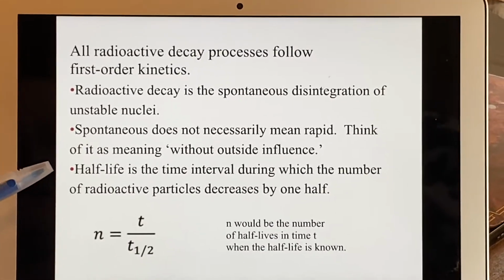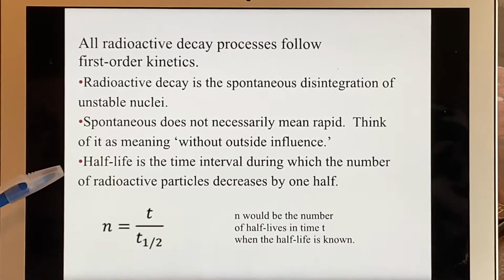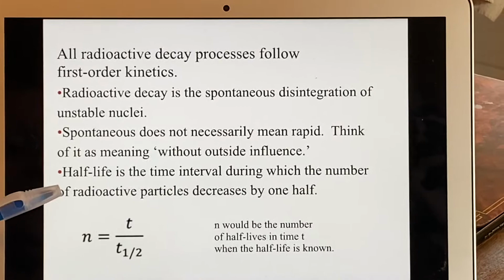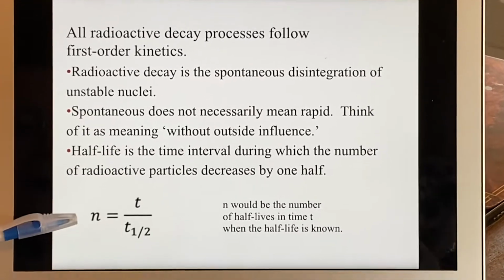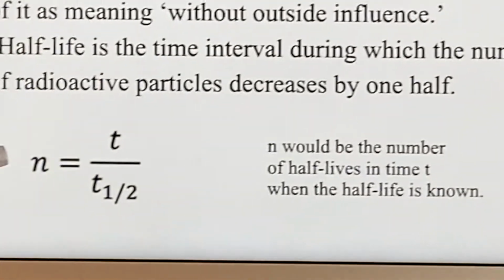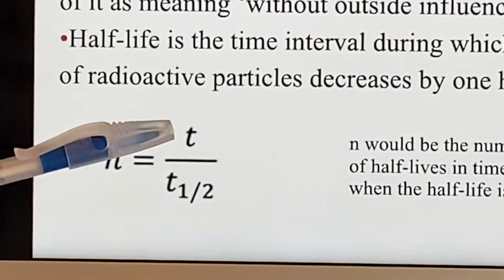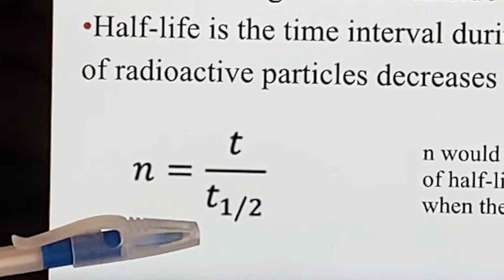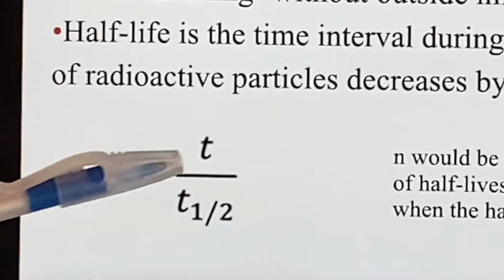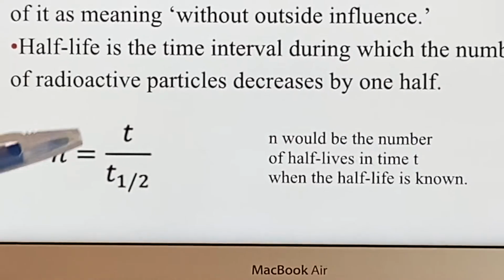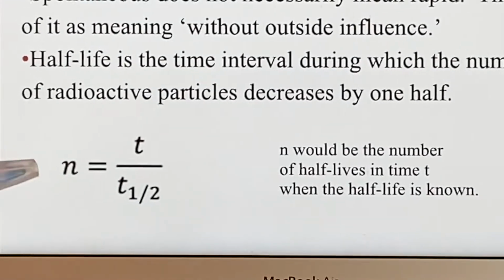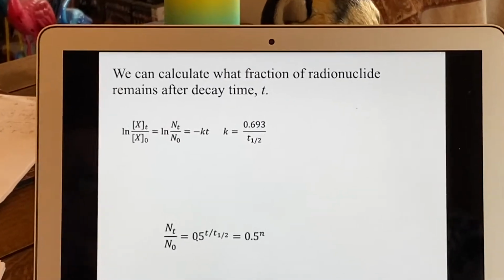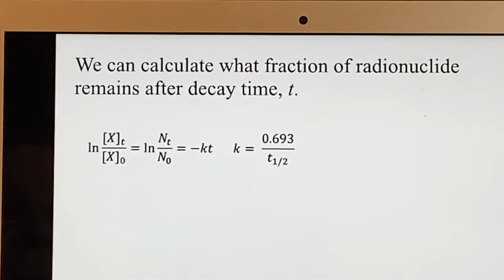Half-life, once again, you already know this, but I'll say it. Time interval in which the number of the radioactive particles is cut in half. So this N is the number of half-lives in an amount of time t when you know what the half-life is. So if you actually had no time, you would have no half-lives, right? If you had exactly a half-life, you'd end up saying, oh, there's one half-life in this amount of time. And we can calculate the fraction that remains.